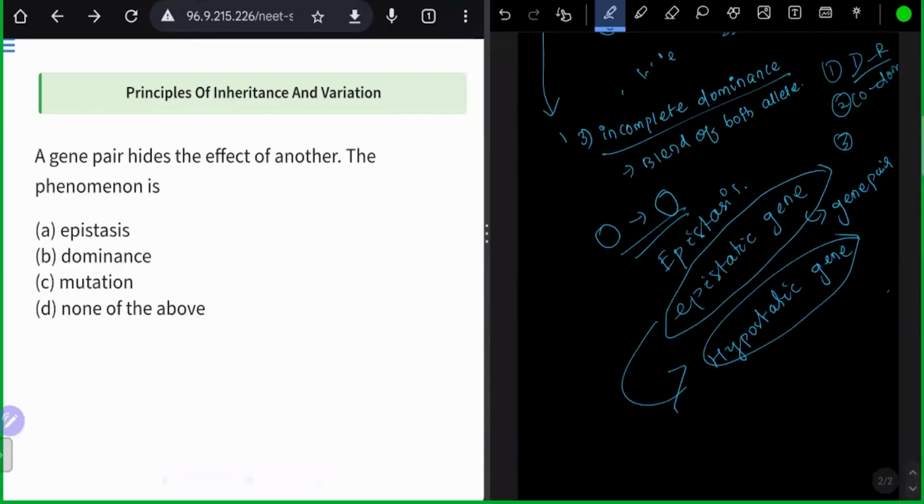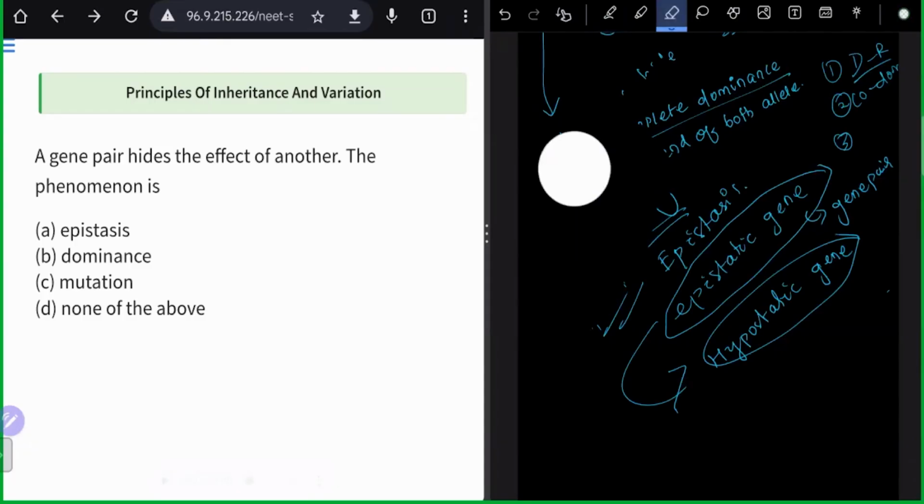So two concepts are there: one is recessive epistasis and one is dominant epistasis. In recessive epistasis, the recessive allele of one gene masks the effect of another. We'll go through the examples later. In dominant epistasis, the dominant allele of one gene masks the effect of the other. So what are the examples then?